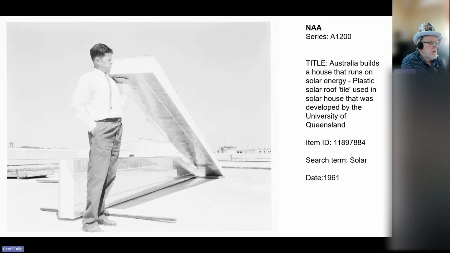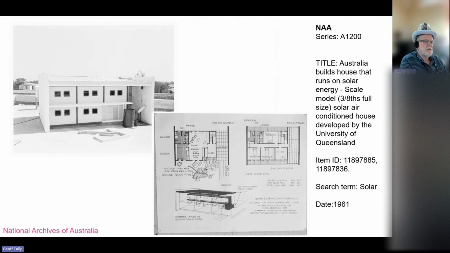And here we have the search term solar. So a plastic solar roof tile used in the solar house that was developed by the University of Queensland in 1961. So, a lot of us have solar now and we're thinking, oh, this is a great new invention, but some of these things have been around a fair while and they just didn't progress so quickly. So back in 61, they had solar panels there.